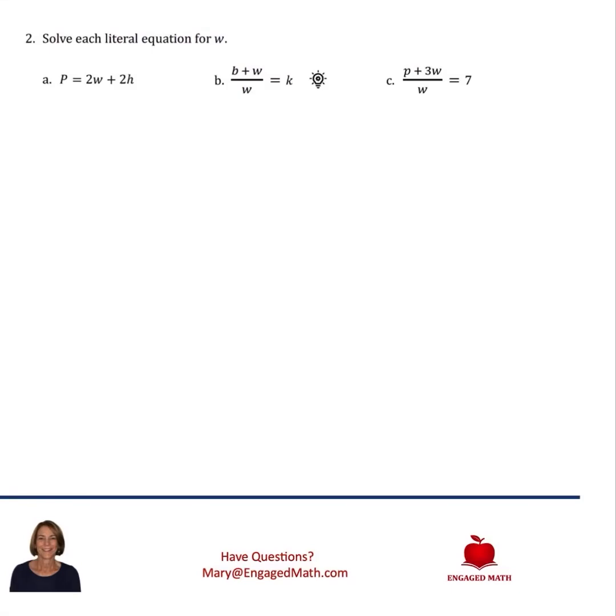Welcome to Lesson 5, problem number 2, where we are still solving literal equations, this time for W. Okay, so let's take this first problem. We are basically going to subtract the 2h because we're trying to get W by itself. So I'm doing the same thing to both sides, and we simply get P minus 2h equals 2W.